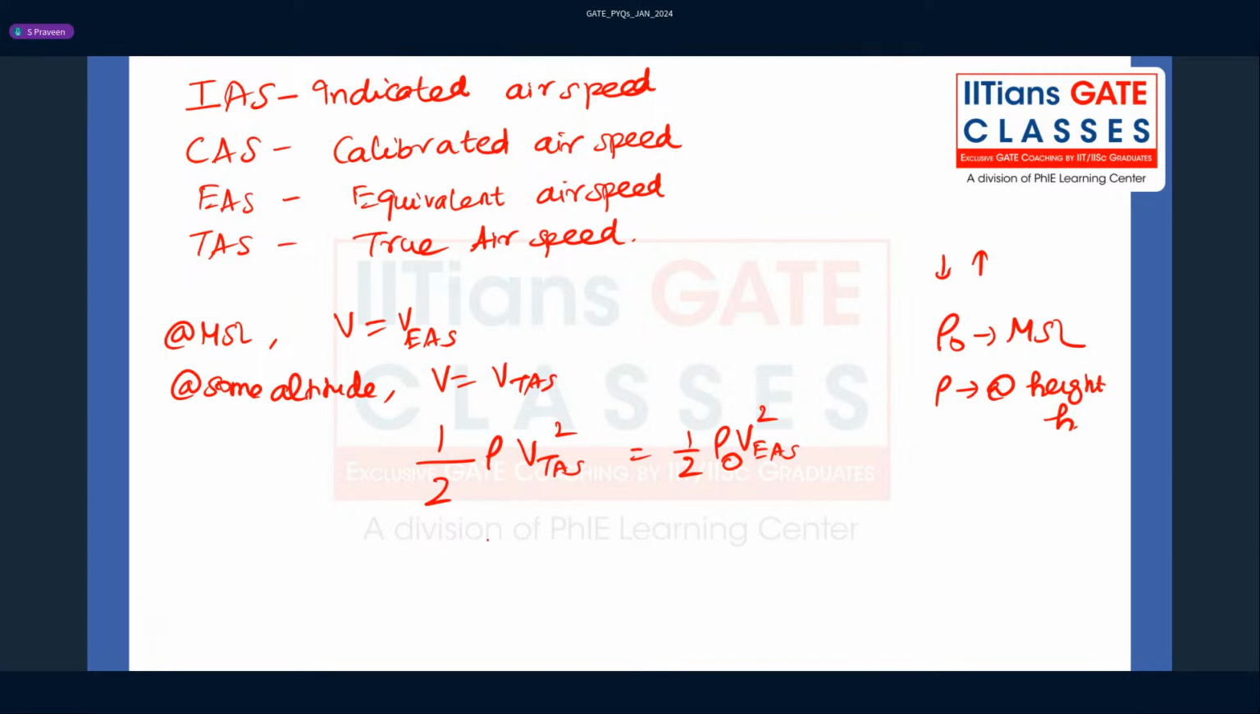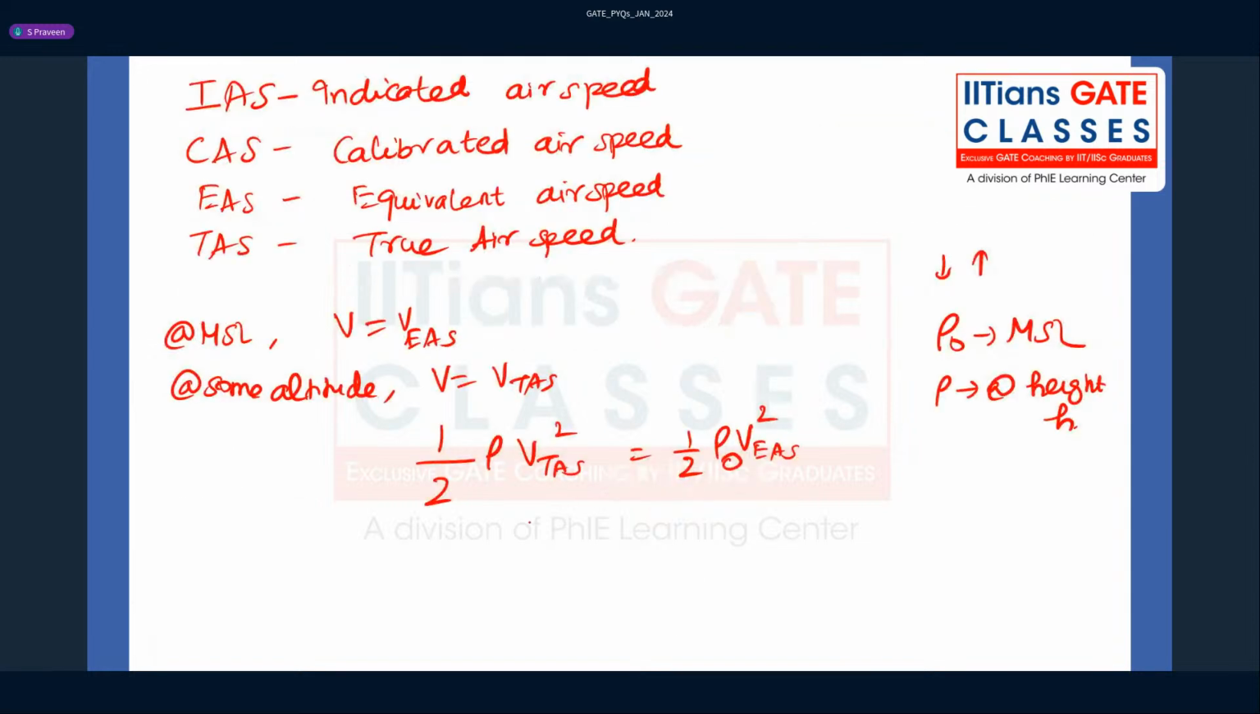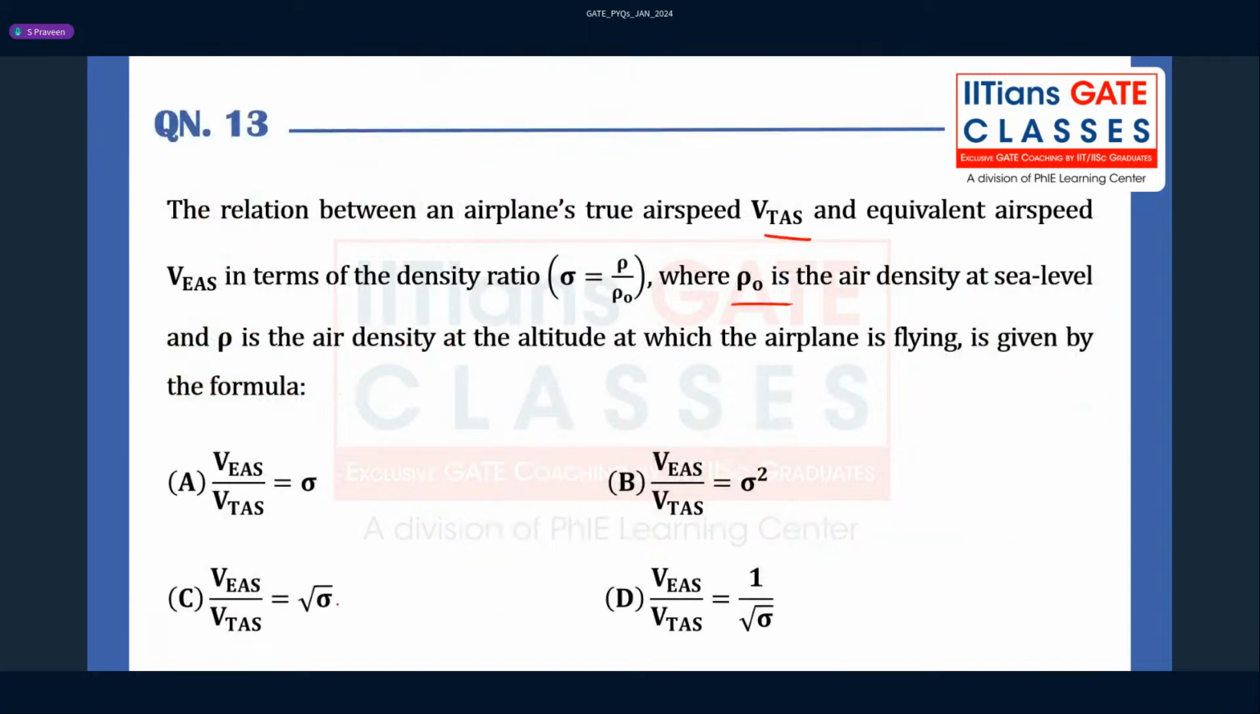From here, if we simplify this, what are the options given? If you go back, it's V_EAS by V_TAS. So let's bring V_TAS to the side. V_EAS by V_TAS whole square is equal to rho by rho naught. Which means V_EAS by V_TAS is equal to the square root of rho by rho naught, which is equal to root sigma. Sigma is the density ratio. So this is my option C.